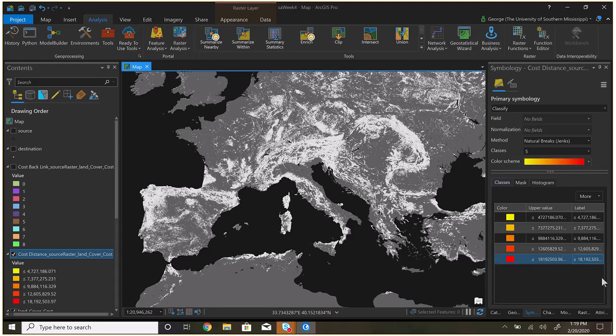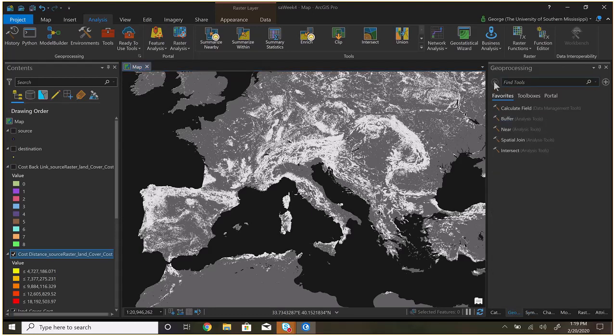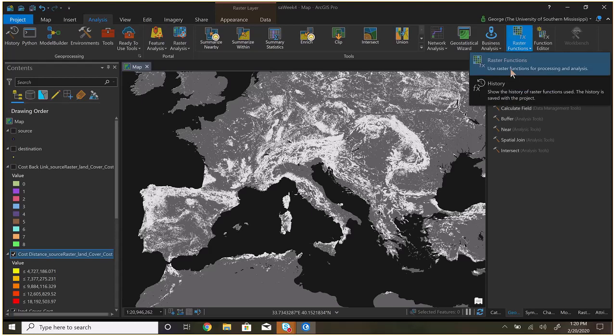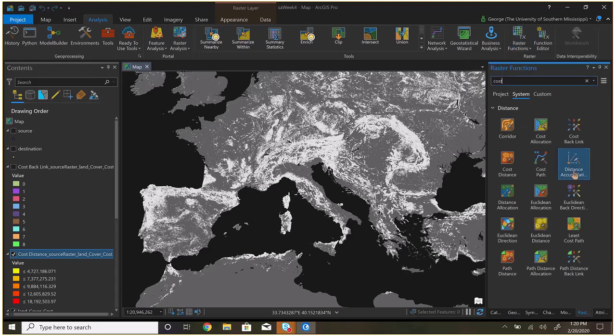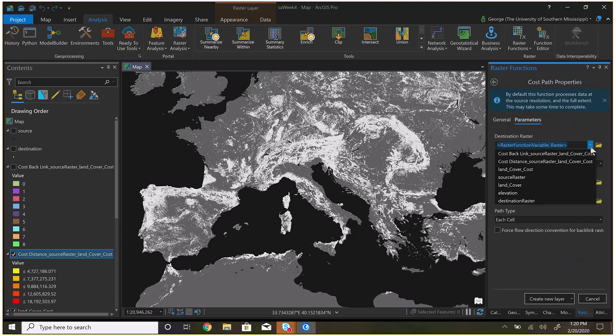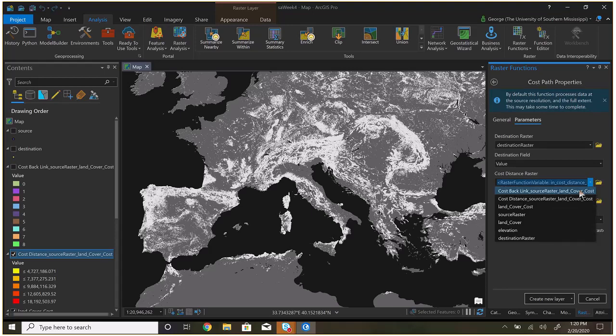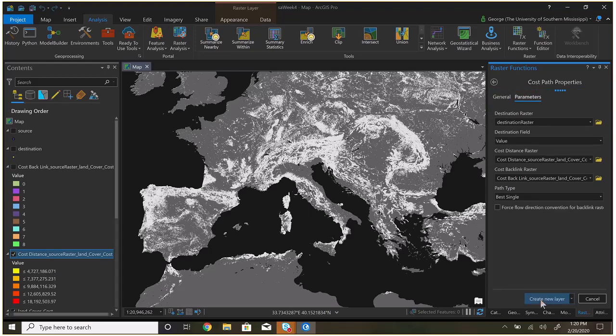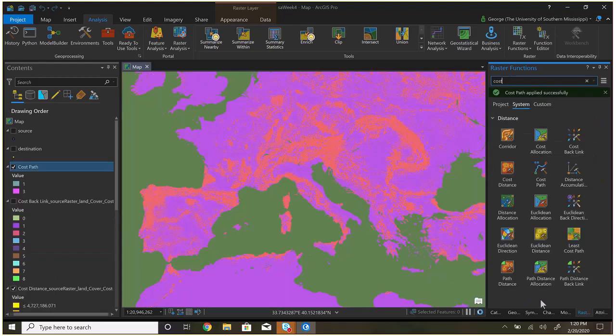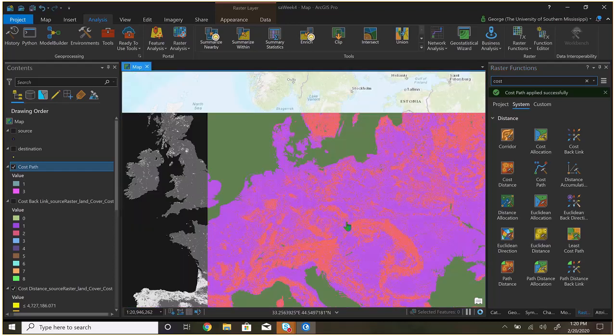All right. So finally, in order to get this show on the road, we need to do the cost path and say the destination raster and the cost distance one is this one, cost backlink, and we want to just do best single, create new layer.